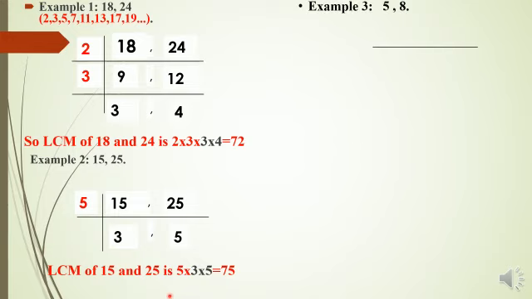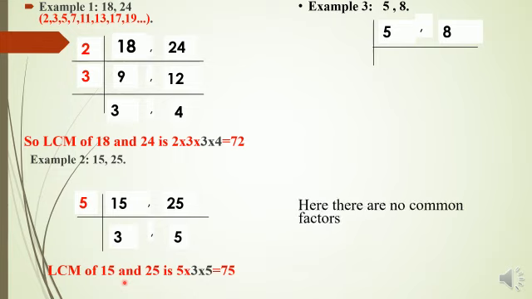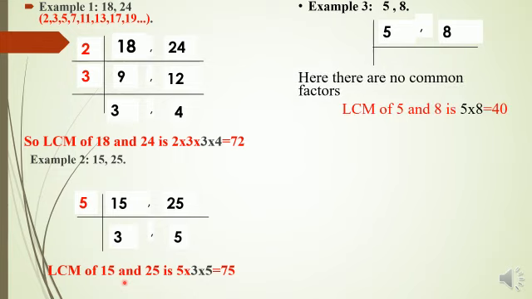Third question, 5, 8. Write 5 and 8 in a line separated by a comma. Is there any common factor for 5 and 8? No, there is no common factor for 5 and 8 other than 1. So, LCM is 5 into 8 is equal to 40.